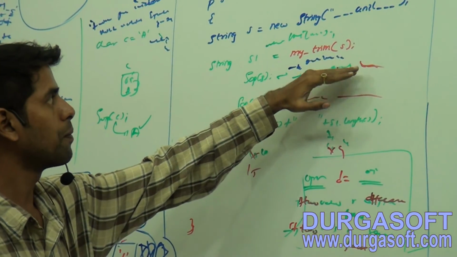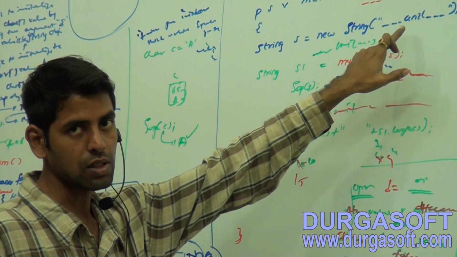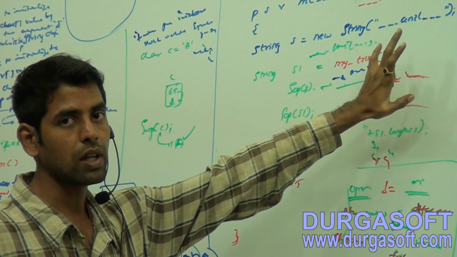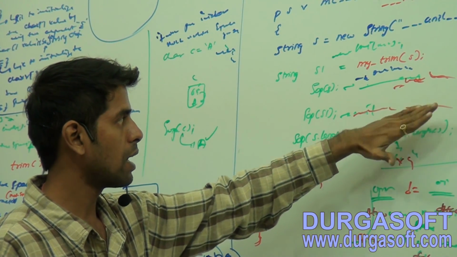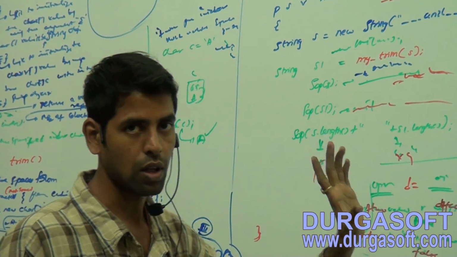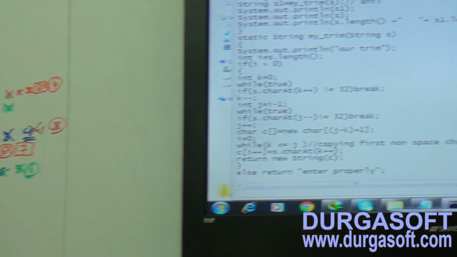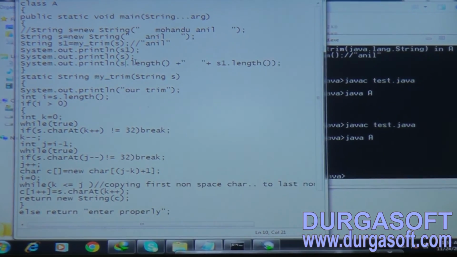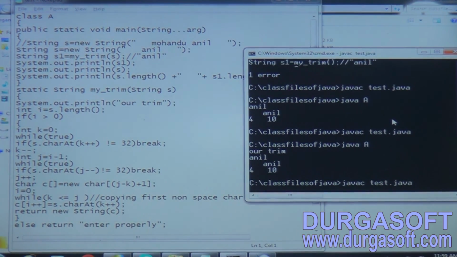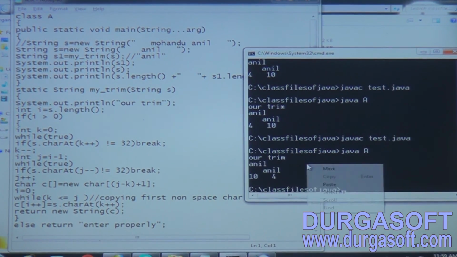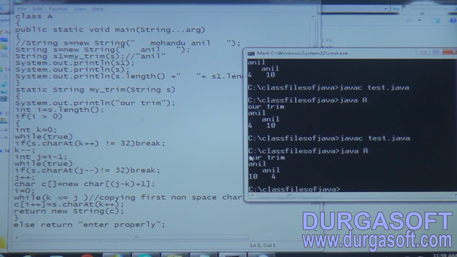What is that? If I take 3 spaces and then followed by 3 spaces, you will get the answer as what? 10 4. I mean our trim Anil, 10 4. Observe here, I have changed this code, friends, nothing else. s dot length. Let me compile once, and let me run. 10 4. I hope you understand this one.